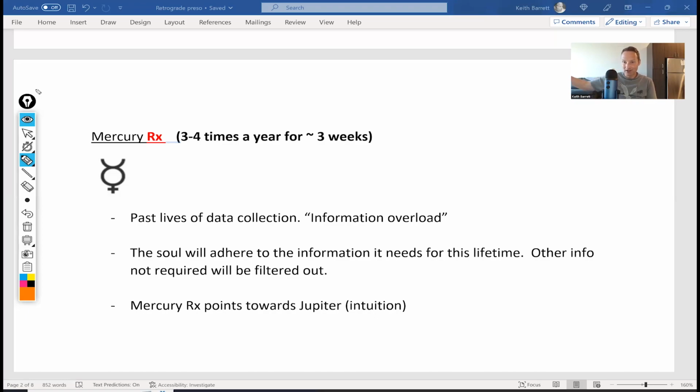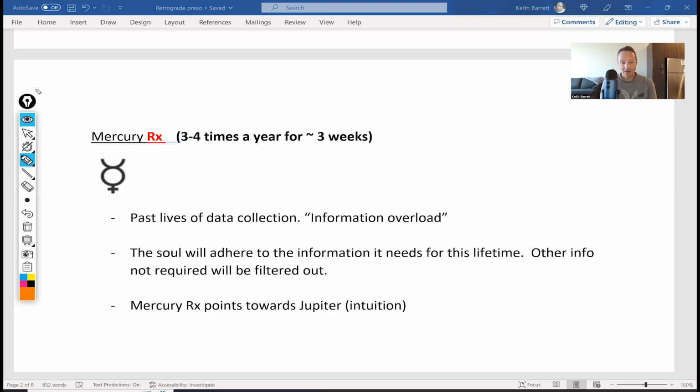So my soul is kind of washing it out. So it's really difficult. It could be difficult for you to do well on tests, right? And so I would say to somebody with a Mercury retrograde, don't worry about it. You're going to get the information that you need in this lifetime for your soul.